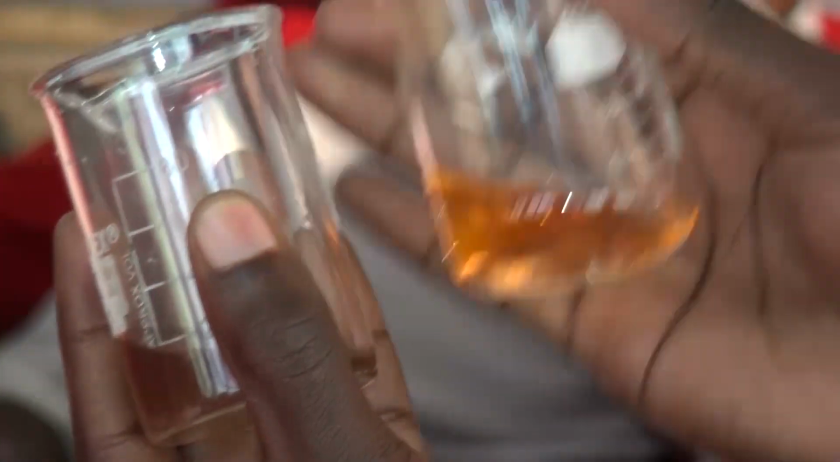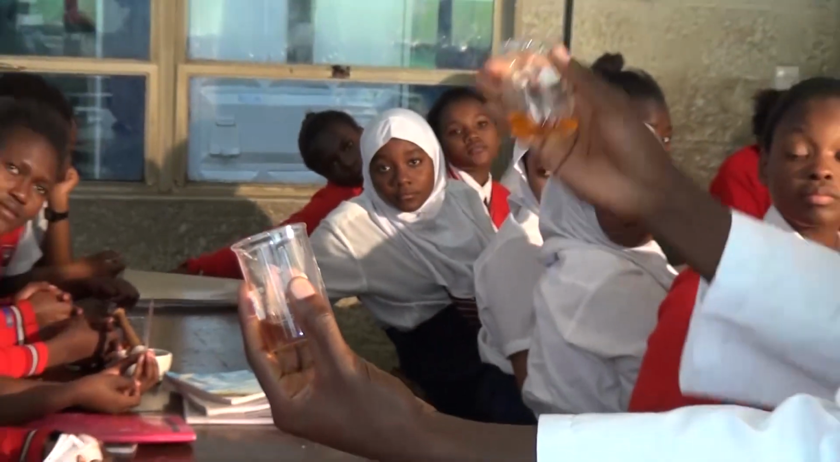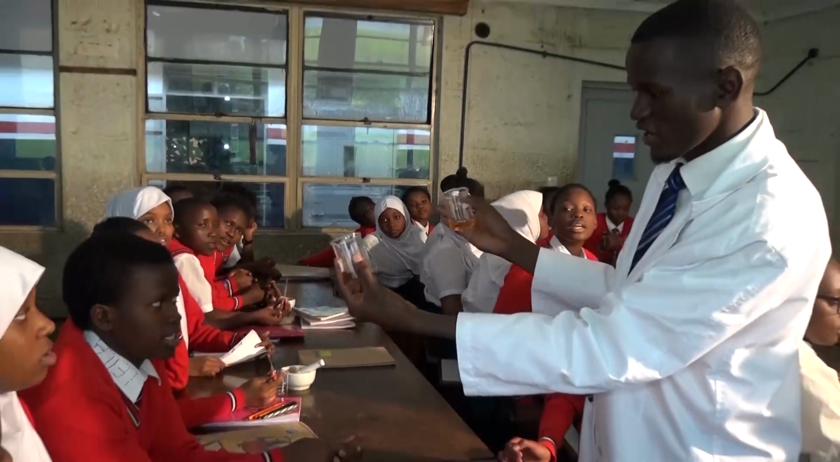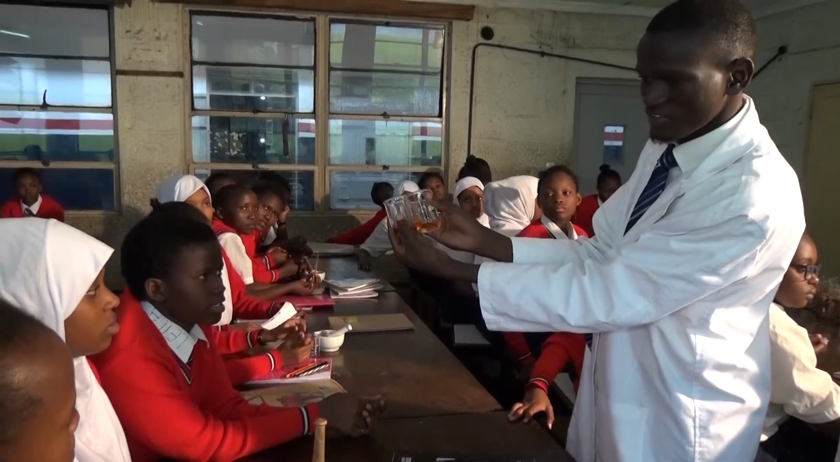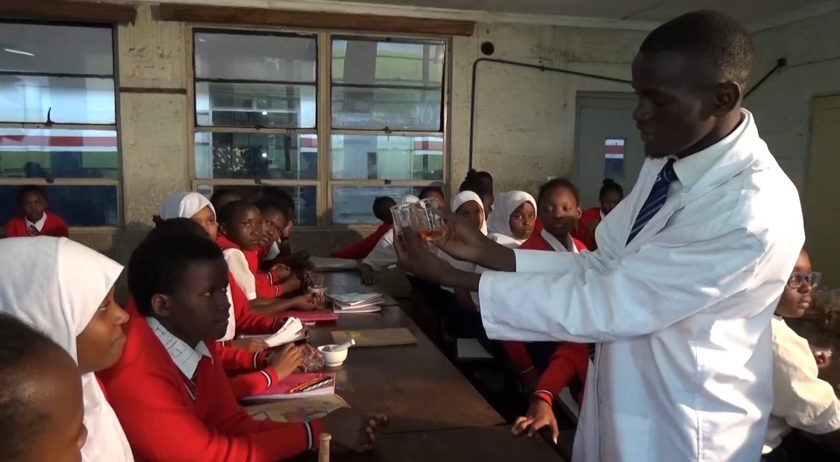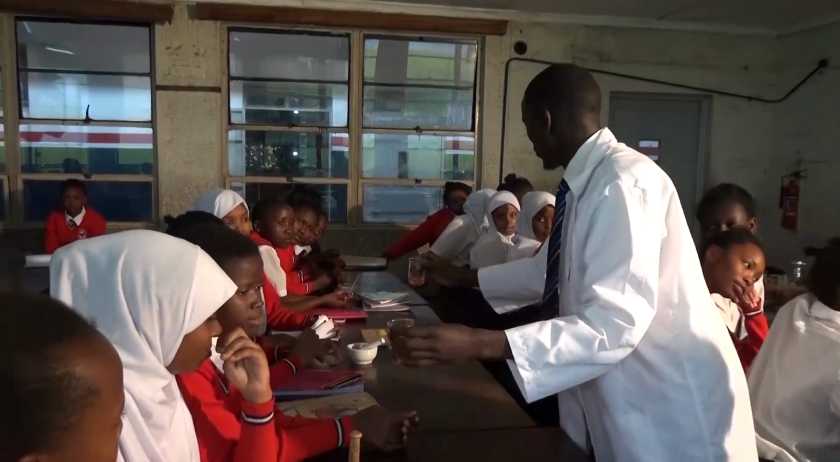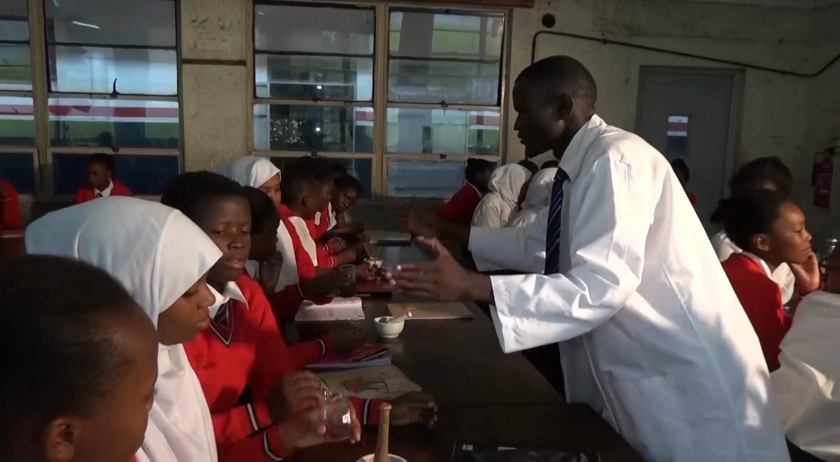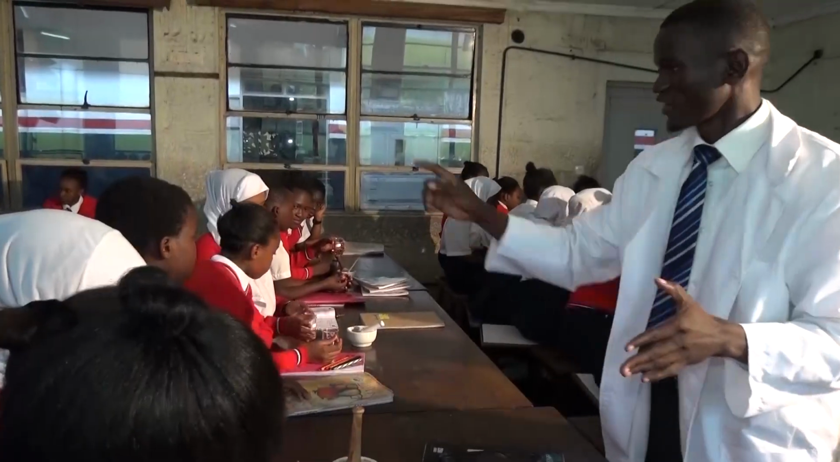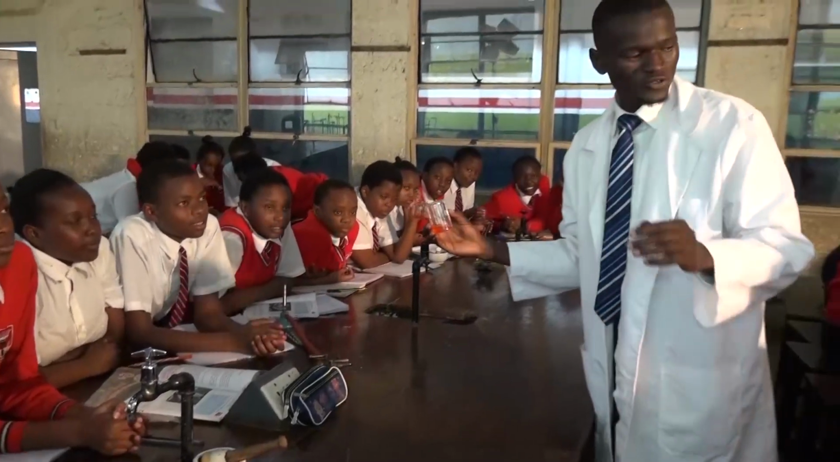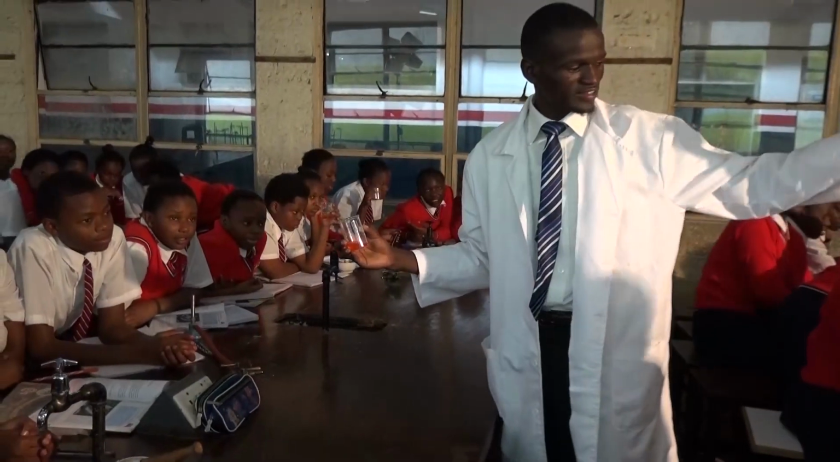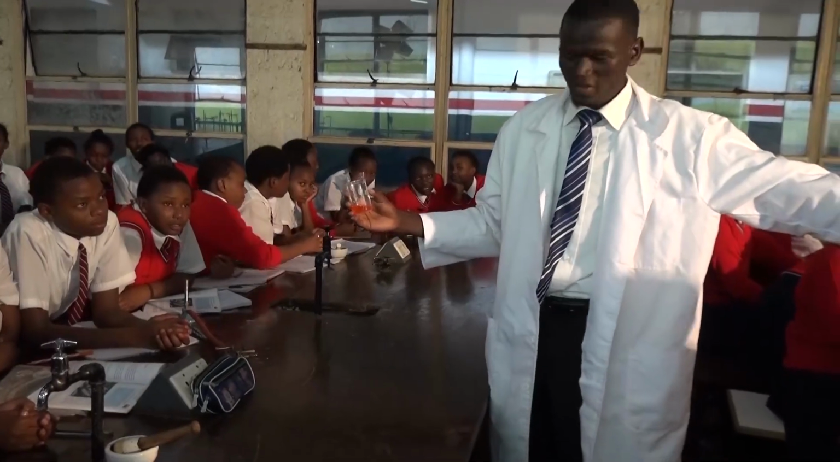Are we together? Yes. This is the acid, this is a base, and this is an acid. And we are seeing the difference in colors. However much they are close, there is a difference in the two colors. Can you compare? Each table, compare the colors that you have.